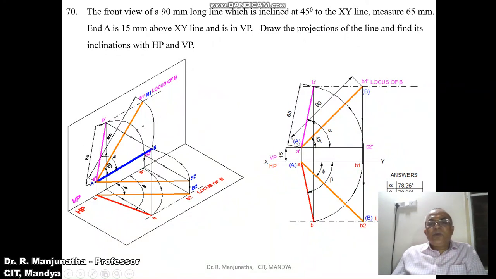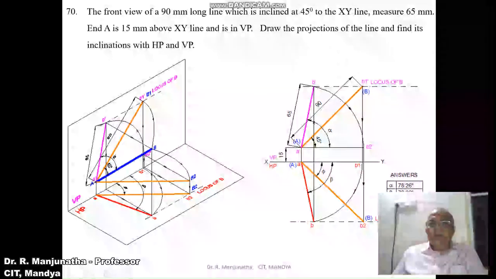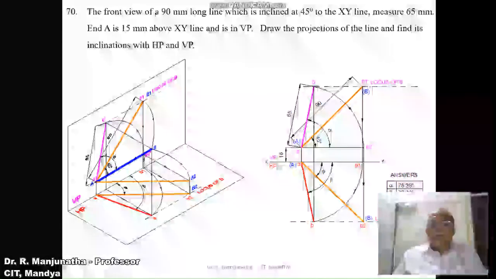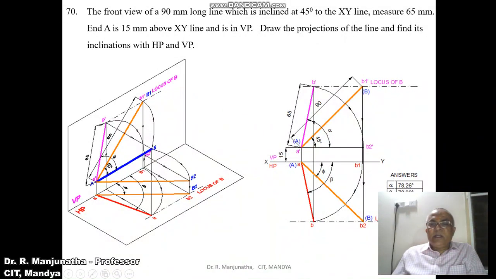So here also we can see with A dash as center, taking the radius of A dash B dash, you draw an arc such that it will cut the locus of B in the locus of A in the front view, so that both A dash and B2 dash are above HP by 15 mm, and draw a vertical projector from B2 dash to the locus of B in the top view. So you are going to get this point B2, then join AB2, you are going to get the true length.